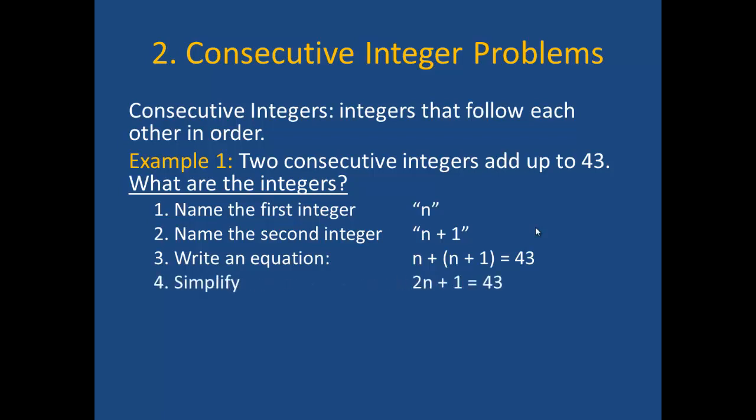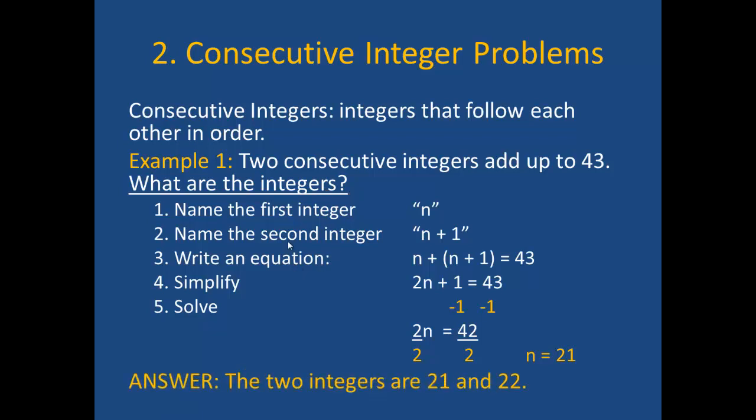Next, I'm going to simplify. So I get 2n plus 1 equals 43. And now we have a simple two-step equation, so I can proceed to solve the problem. I would subtract 1 from each side, and I would get 2n is equal to 42. Divide both sides by 2, and I come up with n equals 21. It's very tempting to stop at this point, but I'm not quite done. Remember the original question, what are the integers? They want both numbers, so the answer is that the integers are 21 and 22.